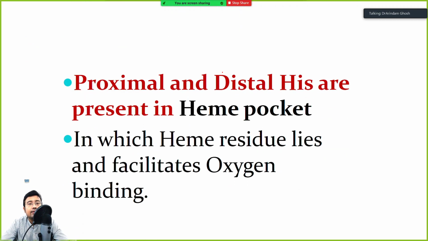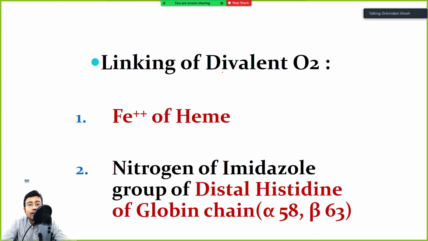So iron gets attached to the proximal histidine at one end, and on the other end it is attached to oxygen, right? And oxygen is attached to iron in one valence and it is attached to the distal histidine on the other end. Okay, I will show you the diagram, you have already seen it, but just remember, oxygen is related to iron on one side and the distal histidine on the other side. Iron is related to oxygen on one side and the proximal histidine on the other side. So the sequence is proximal histidine, iron, oxygen and distal histidine.